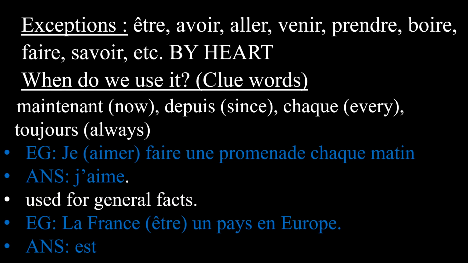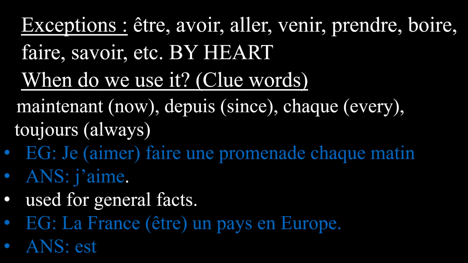For the present tense, there are a lot of irregular verbs. I've given you some on the screen: être, avoir, aller, venir, etc. But there are lots more, at least 30 to 40. So please refer to the back of your textbook, where the entire list is. You have to learn them by heart.